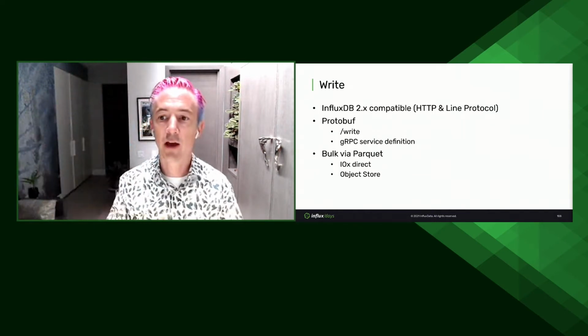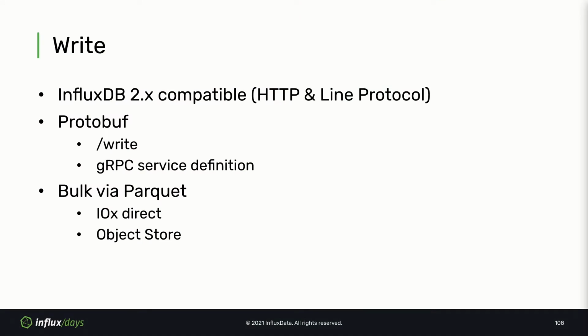And we're going to have bulk import via Parquet. So one of the ways this might work is you can write the Parquet files directly to IOx and it will put them in the right places in object store and gather everything together. Or you could potentially write those Parquet files directly to object storage and then make a separate API call to IOx when you're done to tell it, here are the files I've just written to object storage, put them into your catalog.